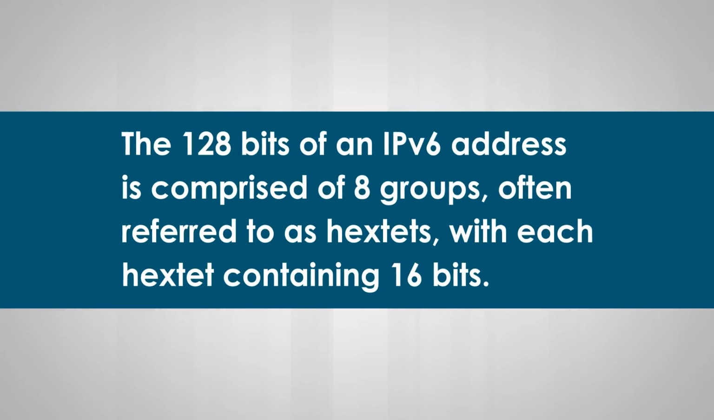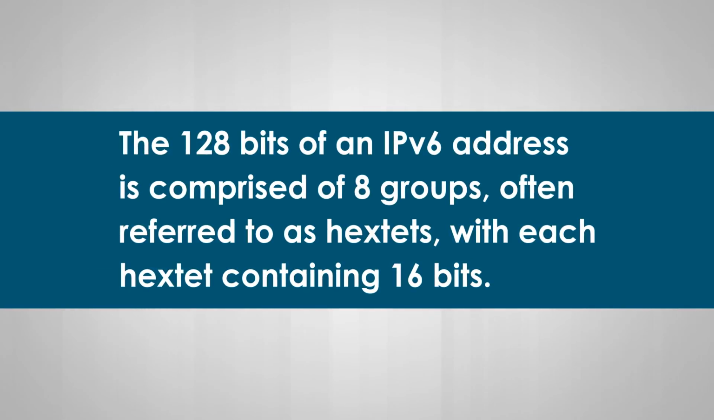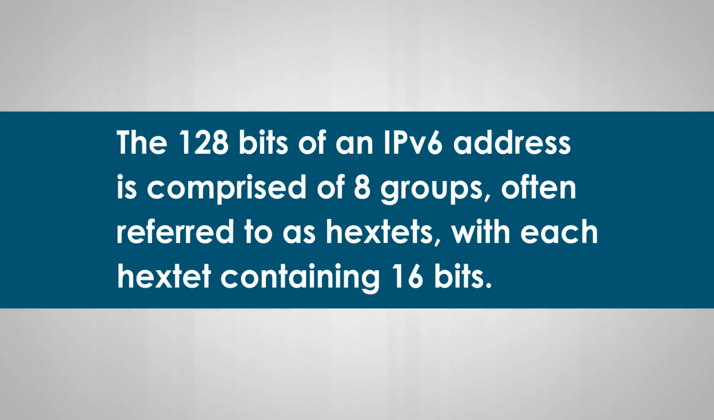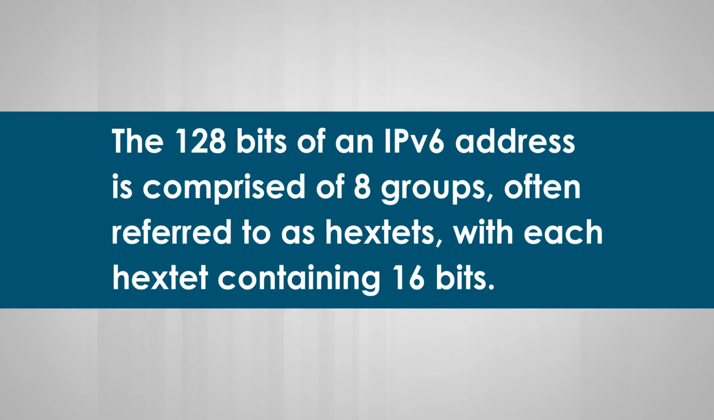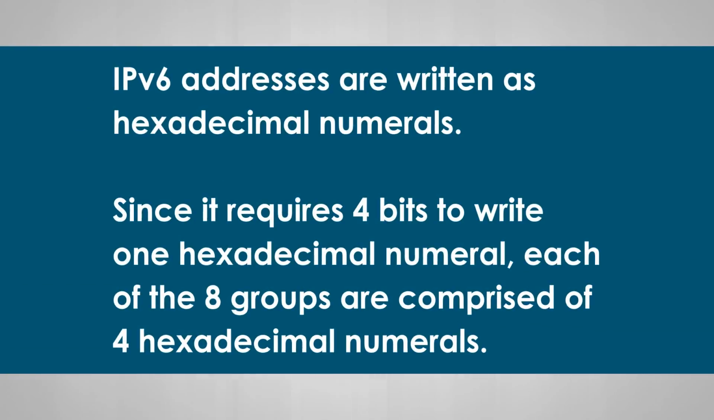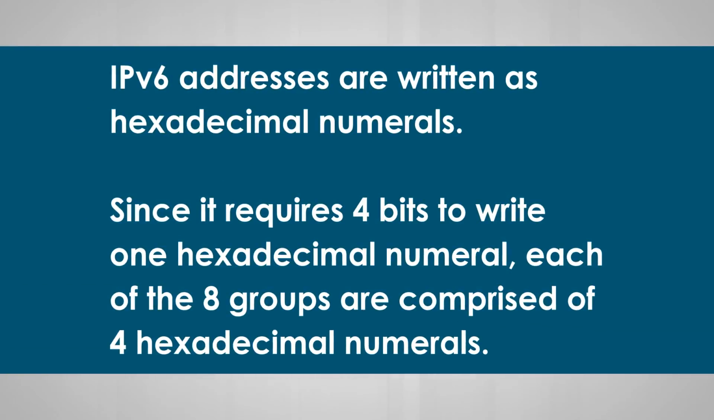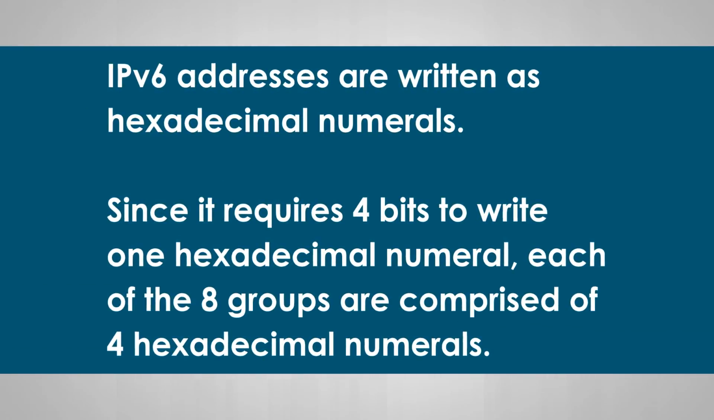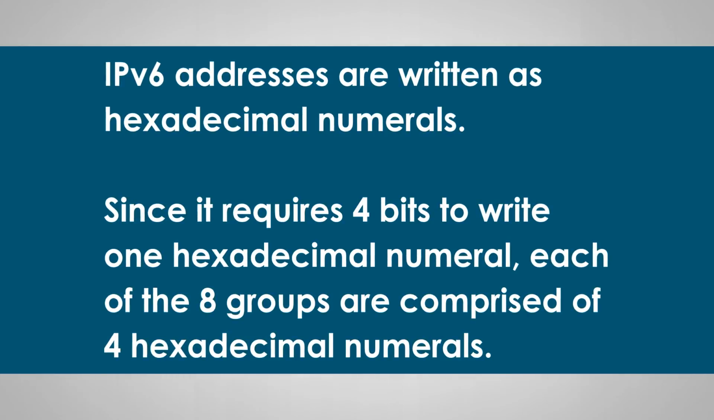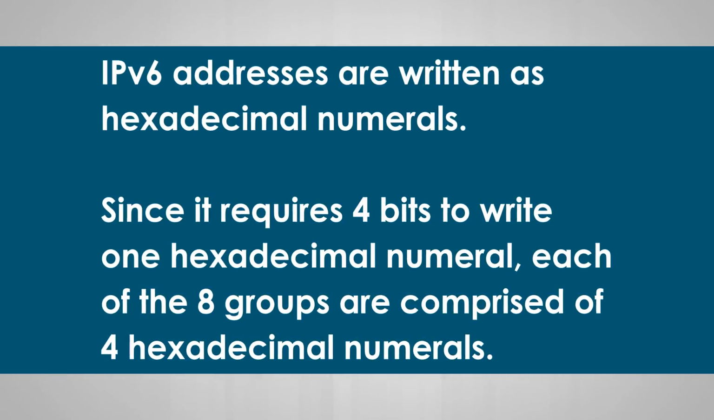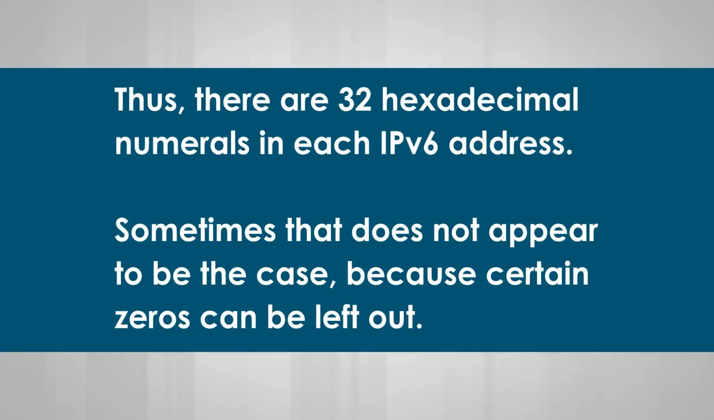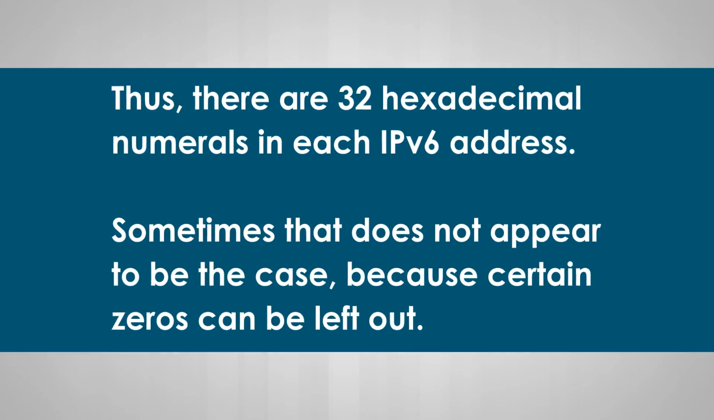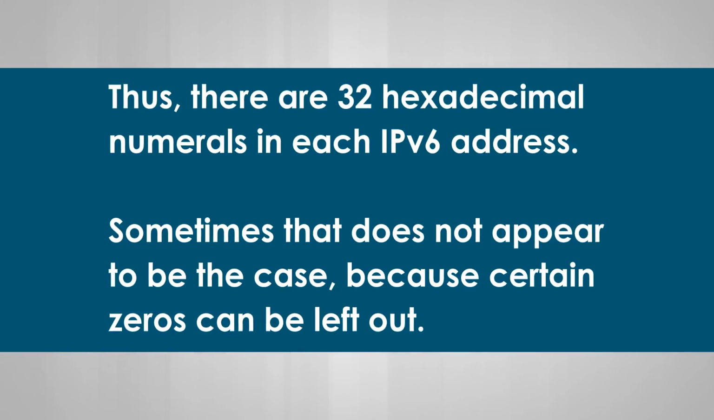The 128 bits of an IPv6 address is comprised of 8 groups, often referred to as hextets, with each hextet containing 16 bits. IPv6 addresses are written as hexadecimal numerals. Since it requires 4 bits to write one hexadecimal numeral, each of the 8 groups are comprised of 4 hexadecimal numerals. Thus, there are 32 hexadecimal numerals in each IPv6 address.